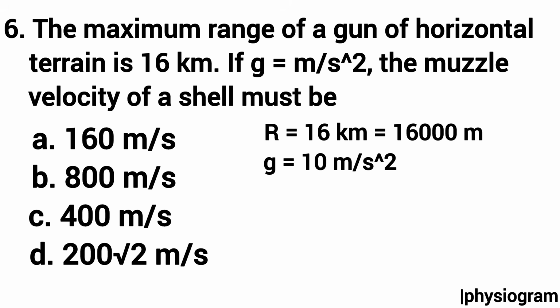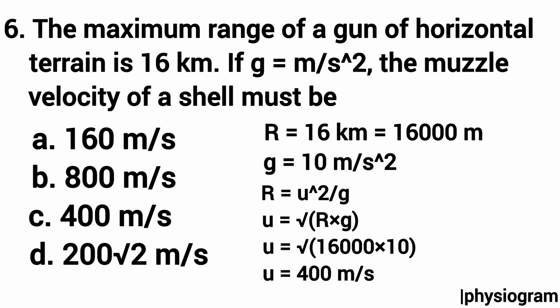Formula for the maximum range of a projectile on horizontal ground is r equals u square by g, where u is the muzzle velocity, that is the initial velocity, and the angle for the maximum range is 45 degree. Now rearranged for u, that is u equals root over r into g. Now calculate u equals root over 16,000 into 10, so it will give 400 meter per second. So the muzzle velocity of the shell must be 400 meter per second. That is option C is correct.